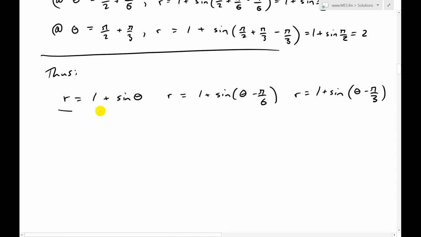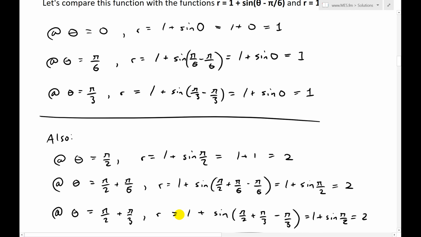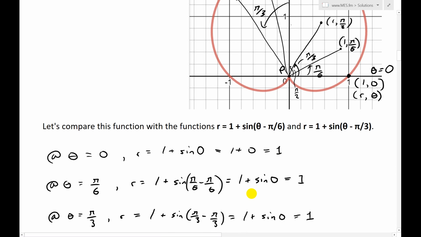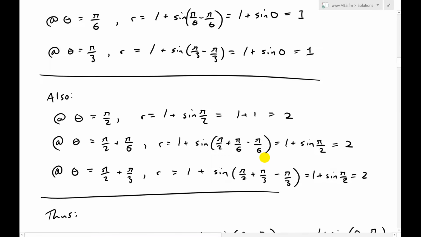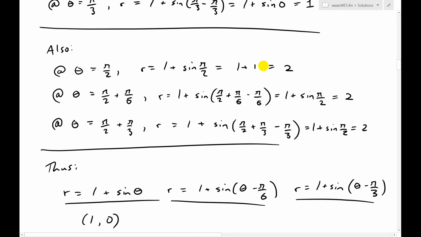So if we're comparing these three formulas, what we notice is, for this one, when we have the coordinate 1, 0, scroll up here, so that is over here, 1, 0, it becomes over here 1, pi over 6, and it goes to 1, pi over 3. And likewise, this one is 2, pi over 2, and then we just add pi over 6 and pi over 3.